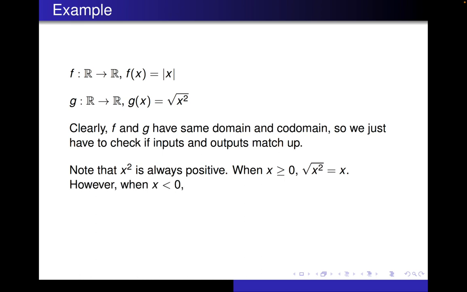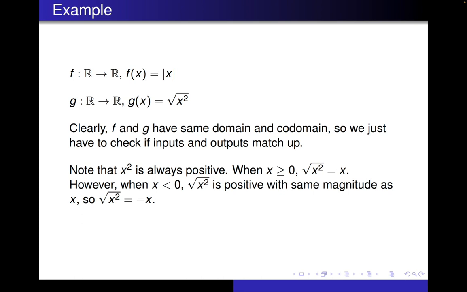However, when x is negative, x squared is going to be positive, and when we take the square root of that, that's also going to be positive, but with the same magnitude as x. So when I take negative 4, for instance, I square it to get 16, and I take the square root of that to get positive 4. The 4 and negative 4 have the same magnitude, but they have opposite signs. So what that tells us is that the square root of x squared is actually negative x.